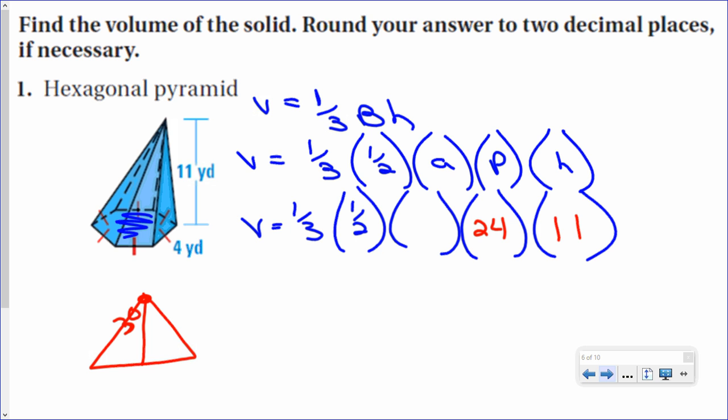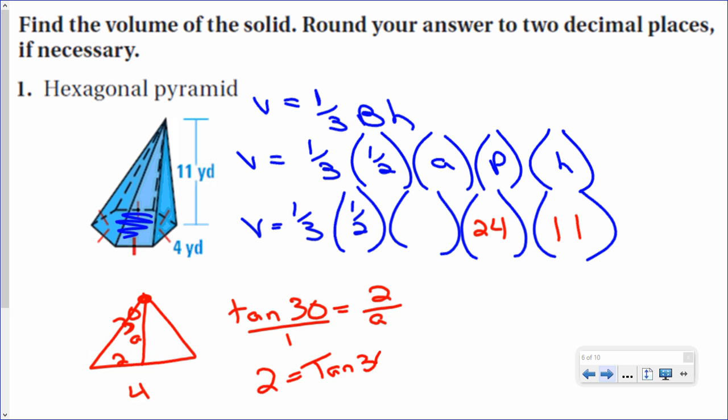Now we know the whole bottom is 4, which makes this part over here 2, and you're looking for the apothem. The trig function that uses opposite and adjacent is tangent. So tangent of 30 degrees equals opposite over adjacent, put a 1 on bottom. 2 equals the tangent of 30 times A. Divide both sides by tangent of 30. 2 divided by tan 30, and your apothem ends up equaling 3.46.